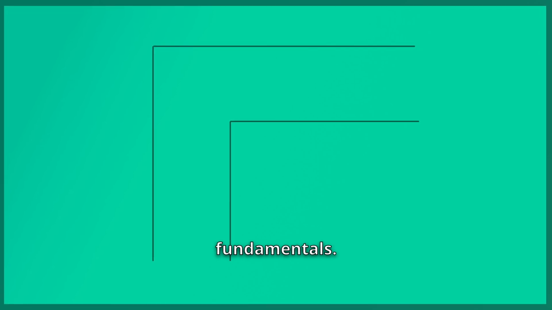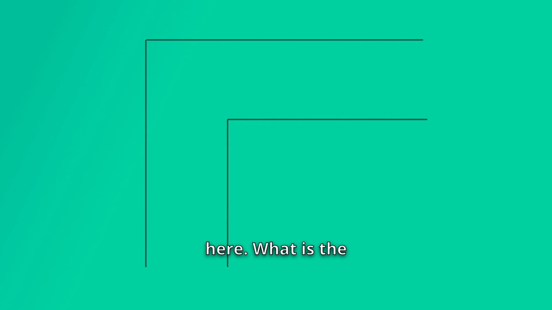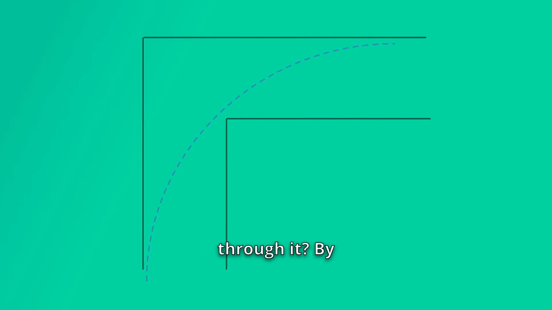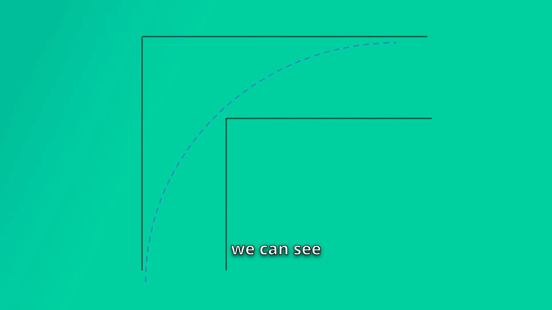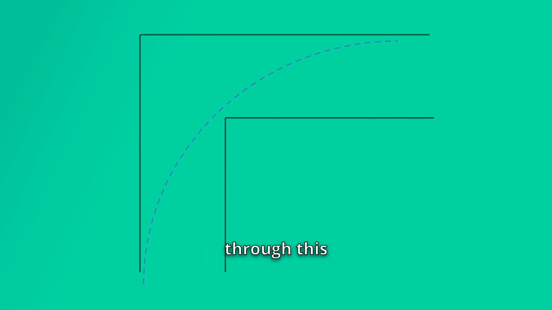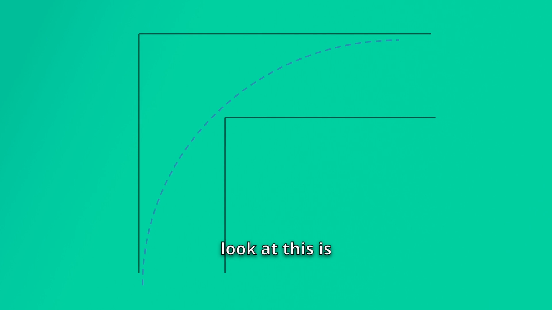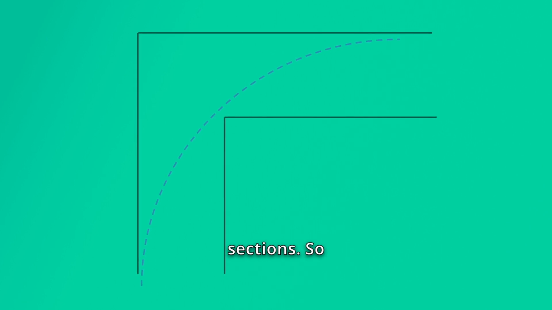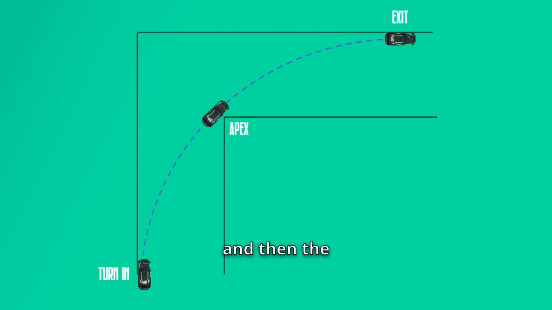Today we're going to be talking about the racing line and the positioning of the car, and hopefully sharing some tips on how to approach different corners. So let's start with the fundamentals. What is the racing line? Say we've got this corner here, what is the best way to go through it? By drawing an arc on the corner, we can see the rough racing line that is the optimum way to go through this corner. And how we look at this is by breaking it into different sections. So you've got turn in, the apex, and then the exit.